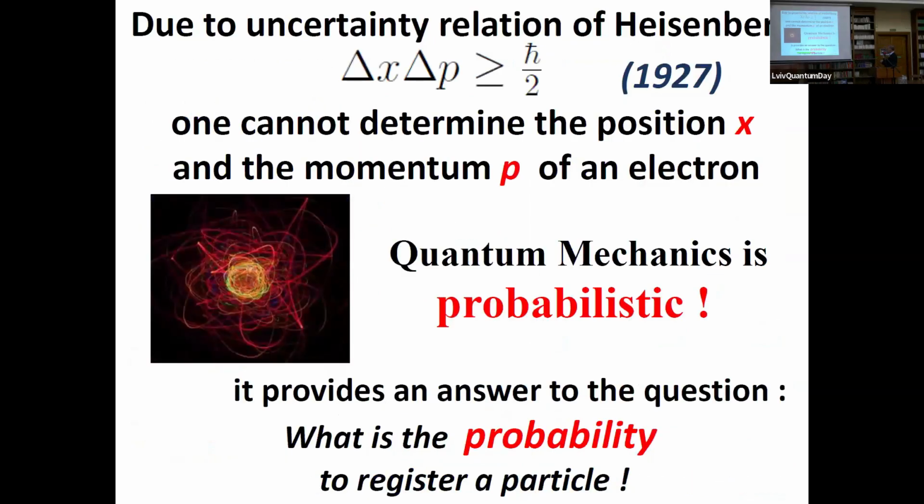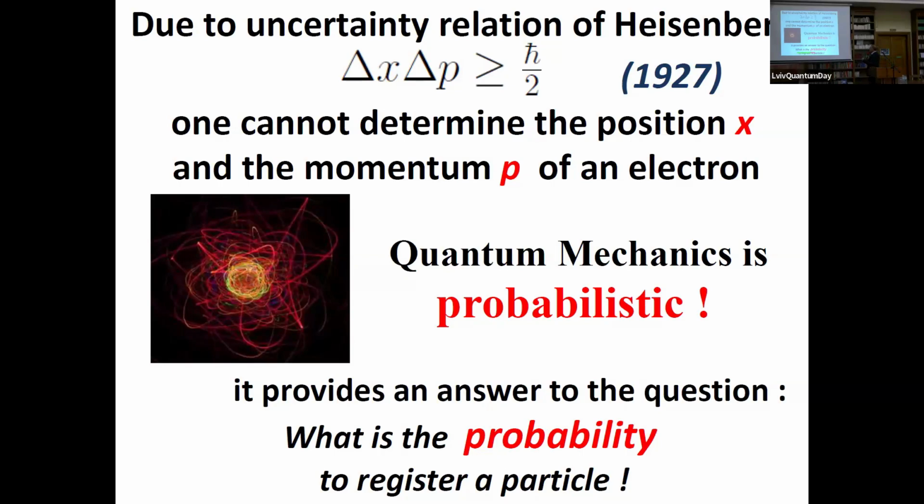So due to the uncertainty relation of Heisenberg, we can celebrate in 3 years the 100th anniversary of this famous relation. We cannot determine the position X and the momentum P of an electron or any other particle with very good precision. So h-bar tells us about the uncertainty of such a measurement. And therefore, quantum mechanics is a very strange science. It's not deterministic, it's probabilistic.